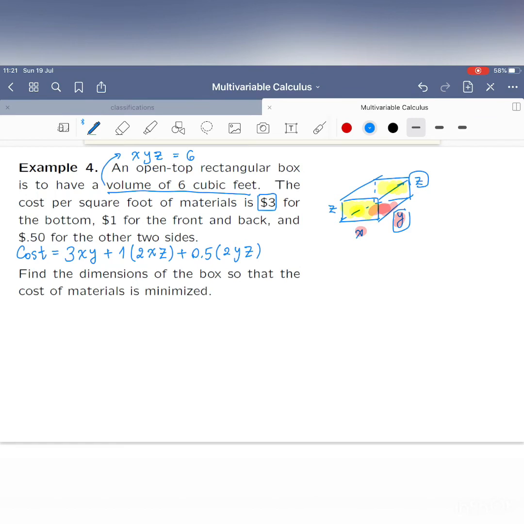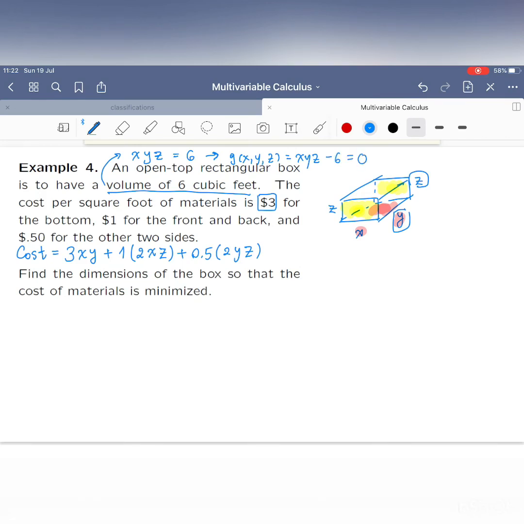Okay, because you got two sided. Okay, here's the cost, depends on 3 variables. Okay, but this is a constraint. You look at it as a constraint because these 3 variables multiplied together must be 6. So it means that your constraint is xyz minus 6 equals to 0.